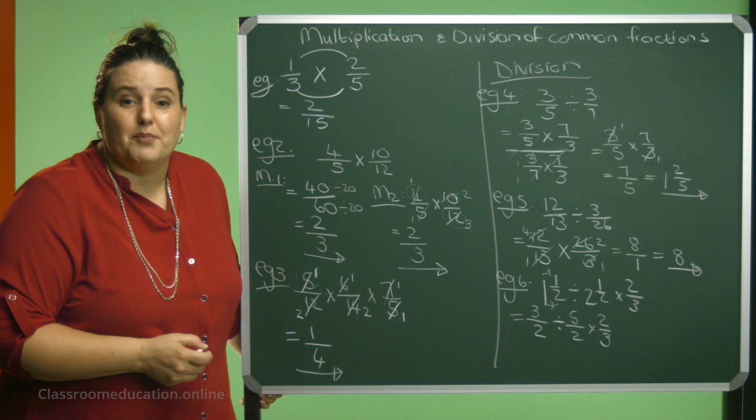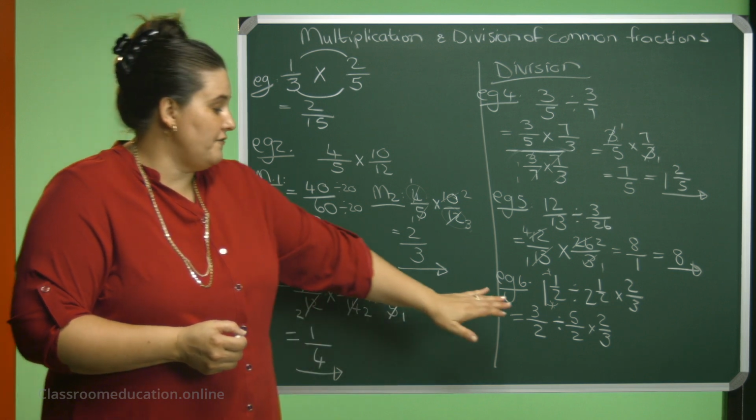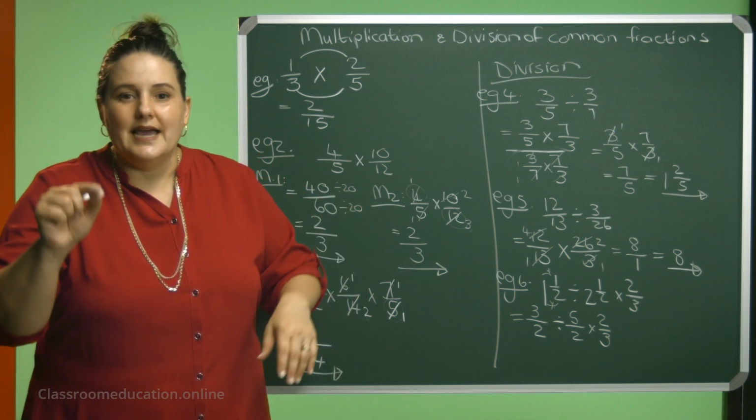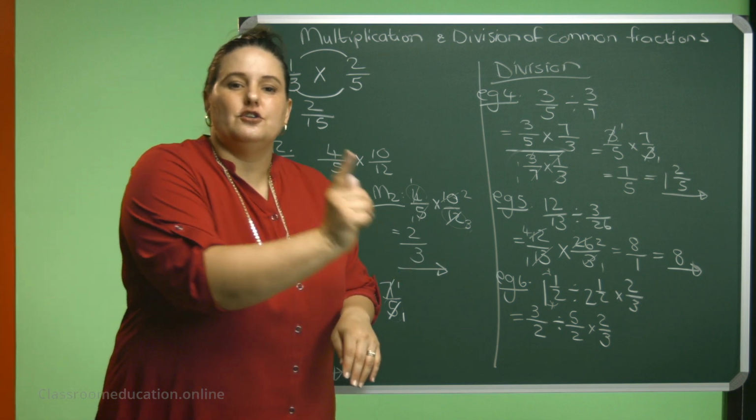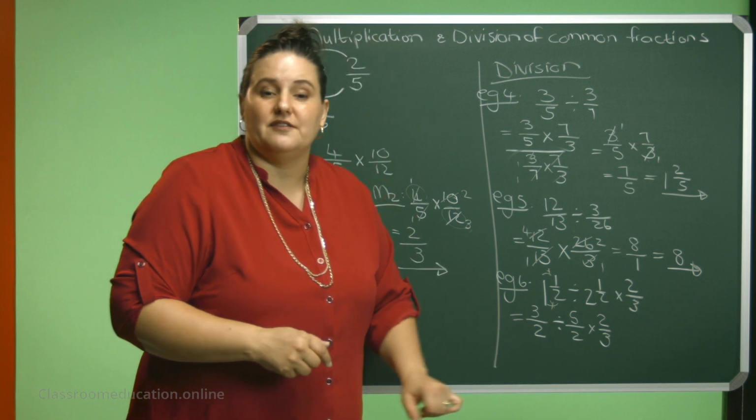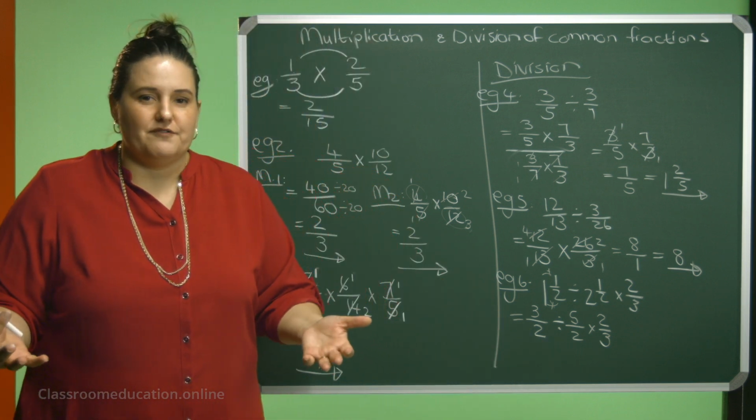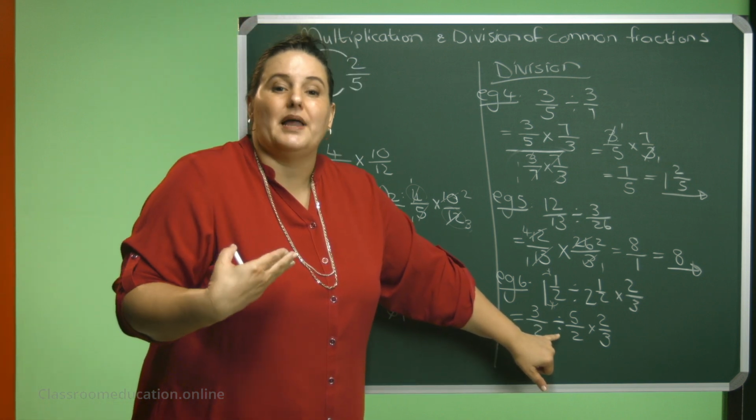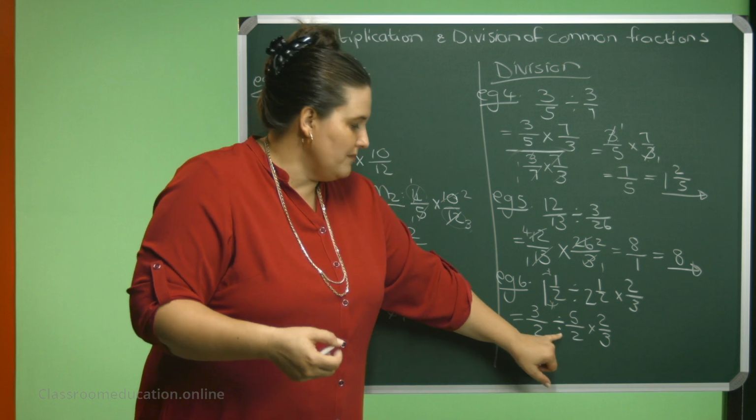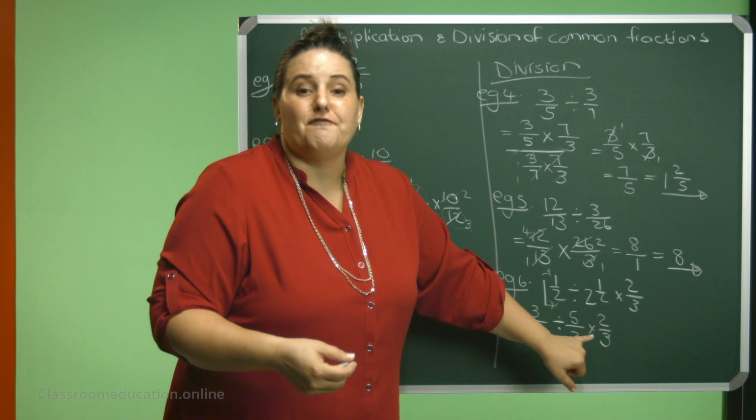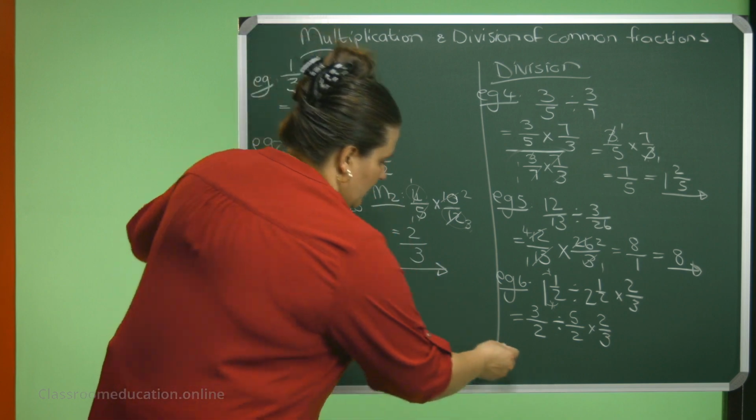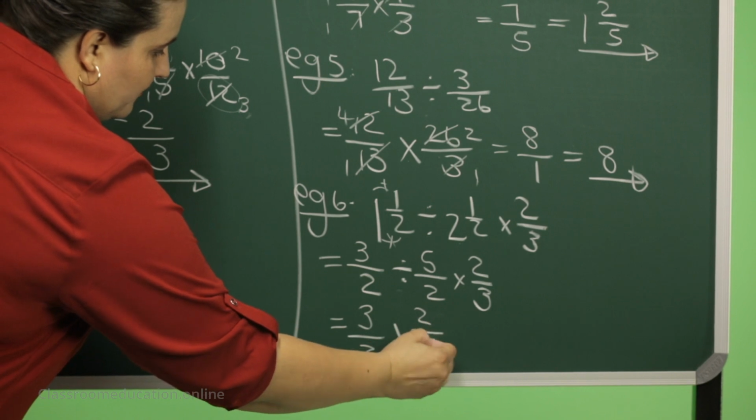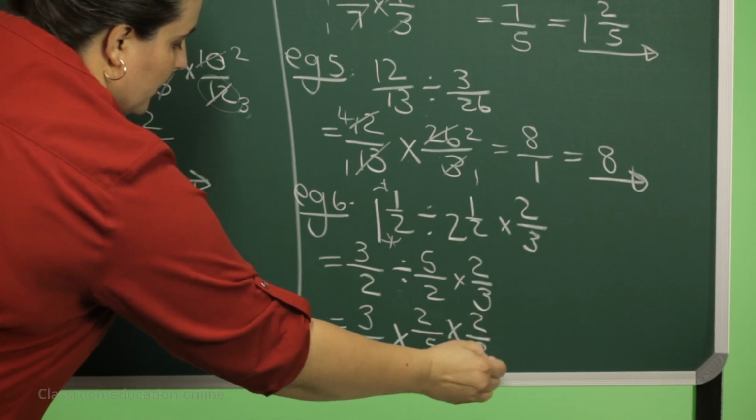Now, do you remember BODMAS? Do you remember that if you have division and multiplication, they are actually equally important? But now we need to do it from left to right. So you first need to deal with the division. How do I deal with the division? You make it a multiplication and you are actually multiplying with a reciprocal. Make it a multiplication and flip the fraction that follows. So it's 3 halves times, flip the fraction, 2 fifths times 2 thirds.